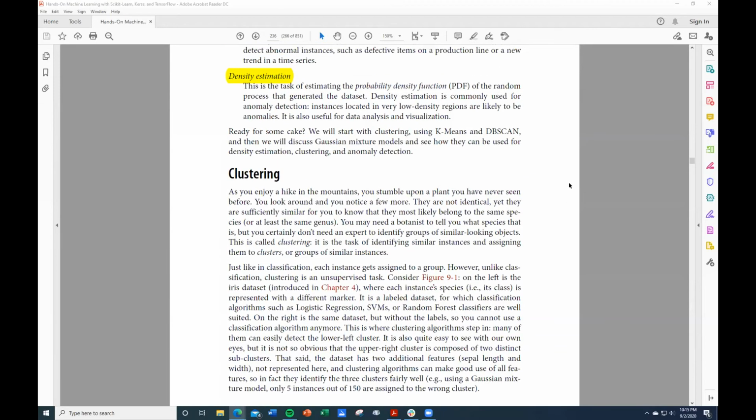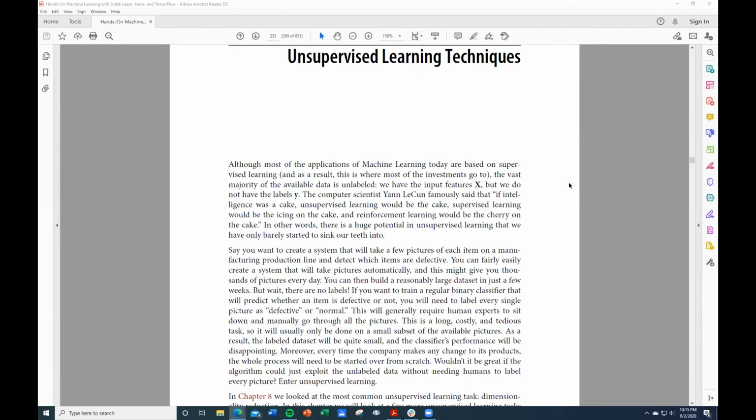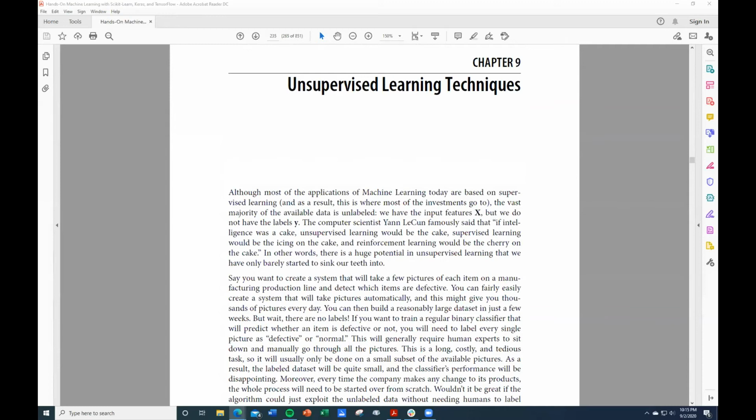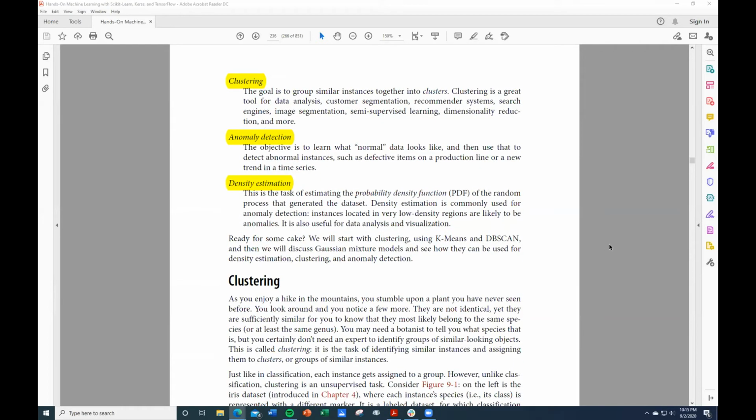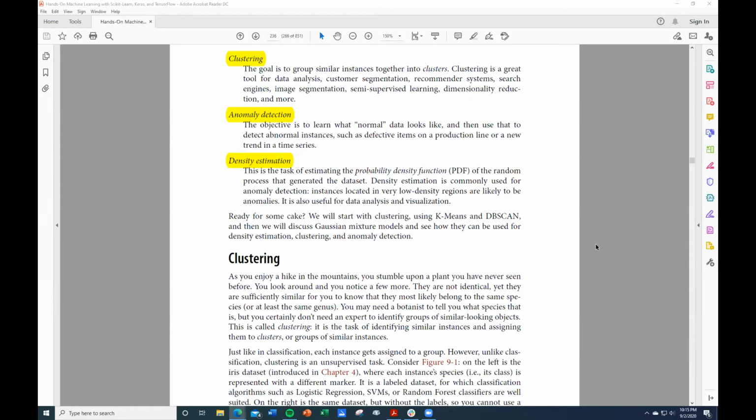So let's just quickly, I am hoping that I am showing you the screen with the Geron chapter 9. For some reason, I'm not doing that. You need to let me know. So I'm just going to quickly go and start in with clustering.